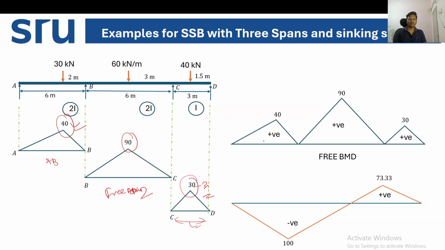So how to draw the bending moment diagram now? We can draw the free moment diagram first. In the fixed bending moment, how to draw? MA we got zero, MD we got zero, MB we got minus 100, and MC we got 73.33.